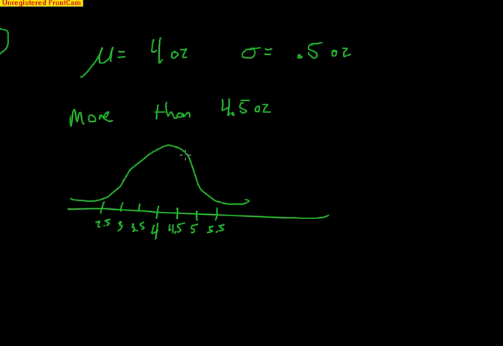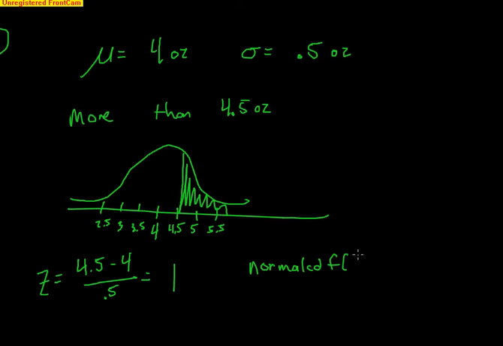So find the z-score. The z-score, hopefully you realize, is 1. It'd be 4.5 minus 4, divided by the standard deviation, 0.5. So that'd be 0.5 divided by 0.5. That's a z-score of 1. I want to find the probability of being more than that, so I'd use the normal CDF, from 1 to 99.